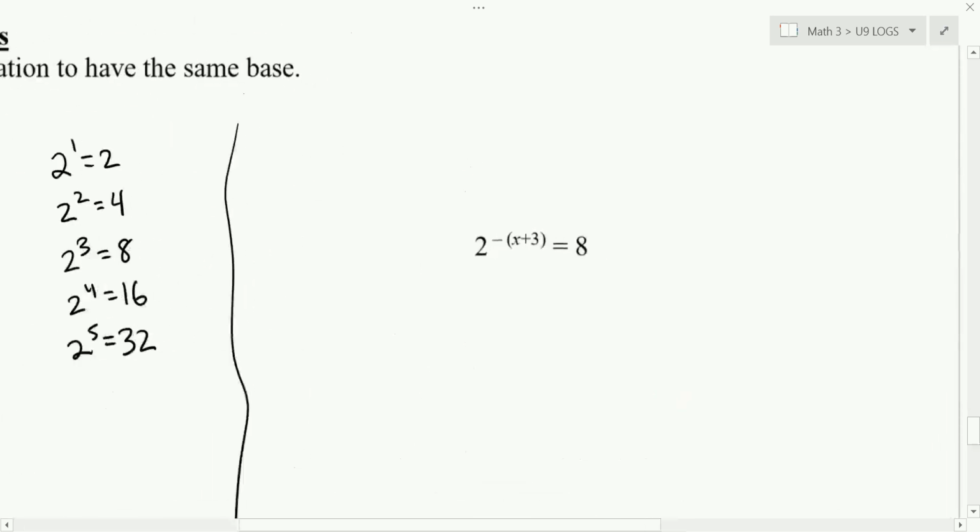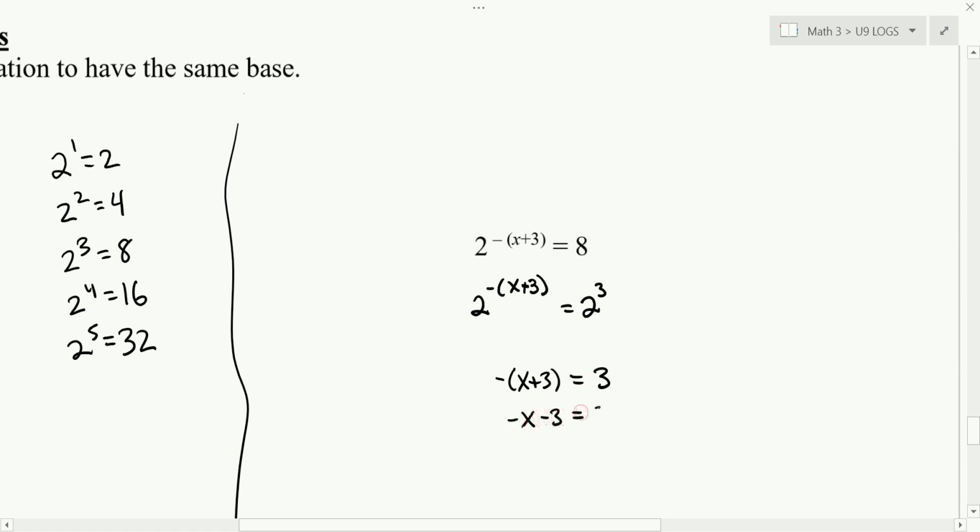So this next one. Step 1, get a common base. What should the base be? 2. Because 2 is a power of 2. That's 2 to the first power. 8's also a power of 2. That's 2 to the third power. So we got 2. We're going to leave this one alone. And then second step, drop the base, but I won't do it this time, all right? So we got negative x plus 3 equals 3.